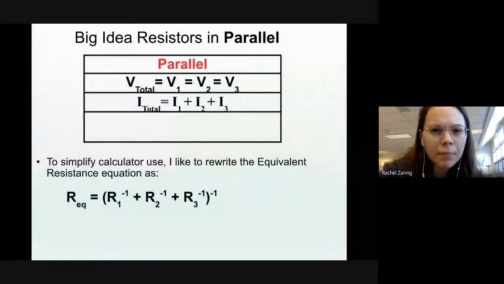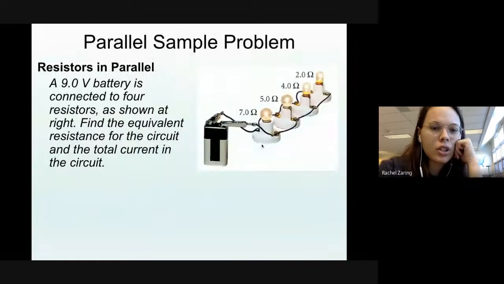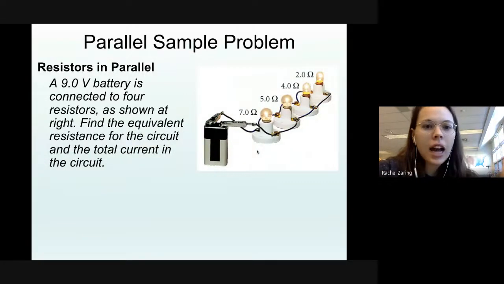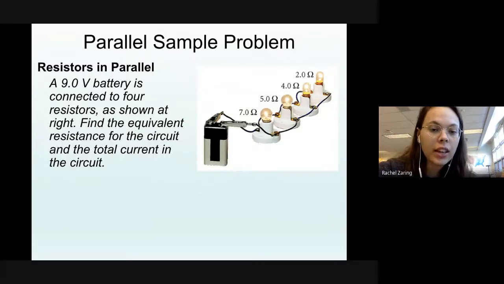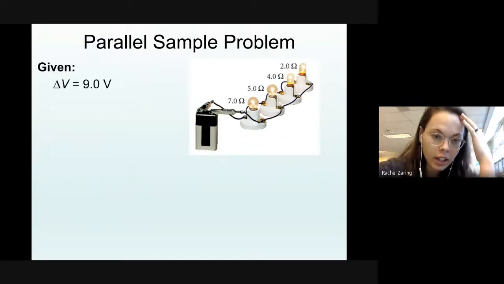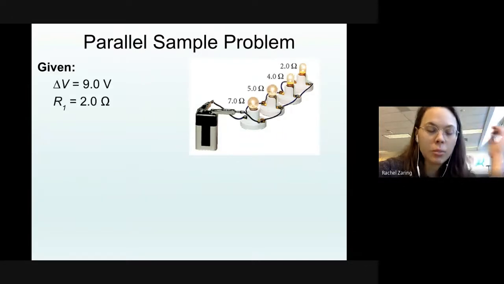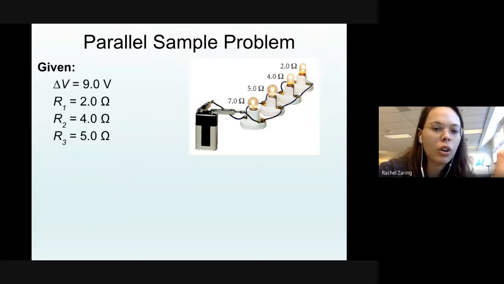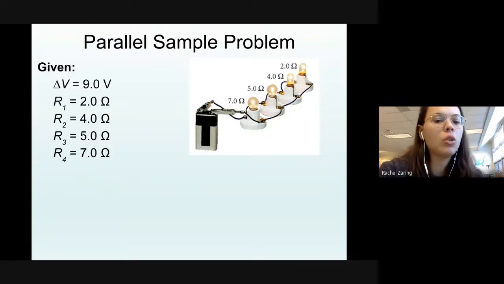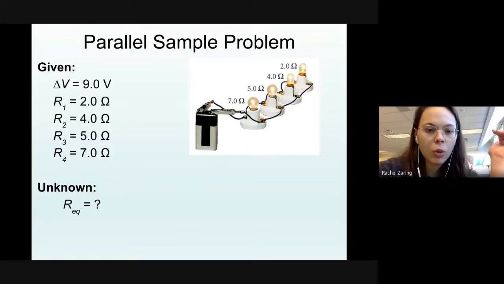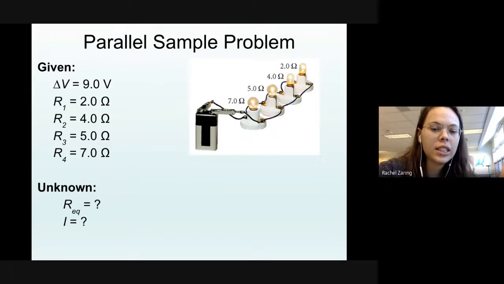Okay, so here is our sample problem. A 9-volt battery is connected to 4 resistors as shown on the right. Find the equivalent resistance for the circuit and the total current in the circuit. So what we're given is the potential difference. The resistors, I just named them. R1 is 2 ohms, R2 is 4 ohms, R3 is 5 ohms, and R4 is 7 ohms. We're looking for the equivalent resistance and the current.